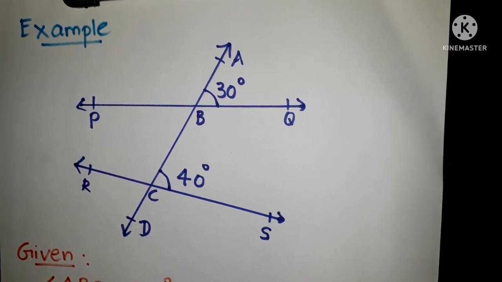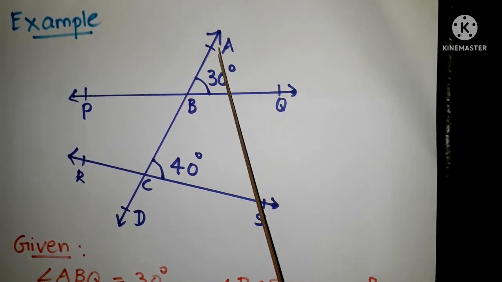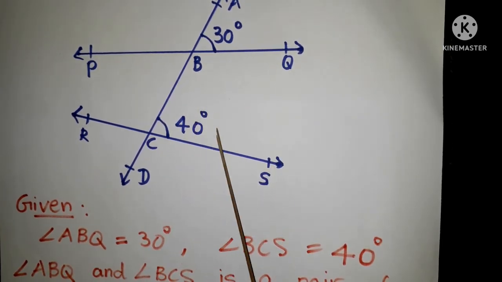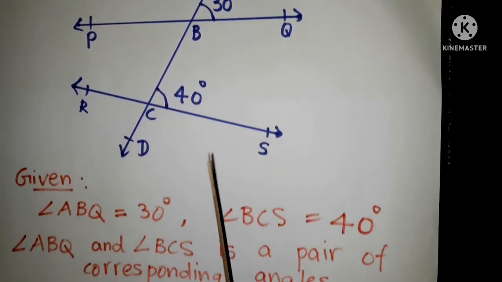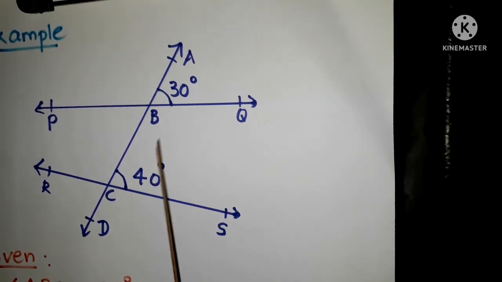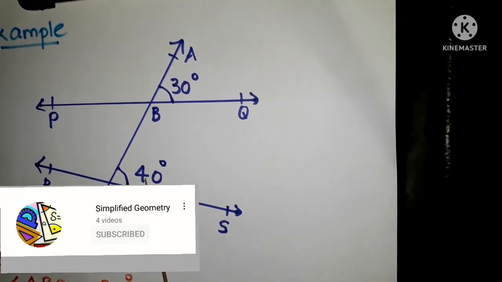Let us look at another diagram. Here angle ABQ is given as 30 degrees and angle BCS is given as 40 degrees. So both these angles are a pair of corresponding angles.